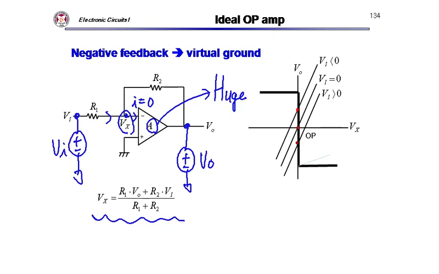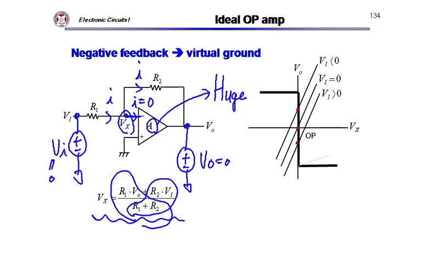Because the current through this one should be the same, because this op-amp input current is 0. So if I make Vo equal 0, I can get this equation, right? If I make Vi equal 0, I will get this equation, okay?